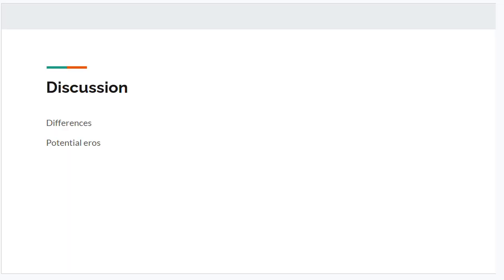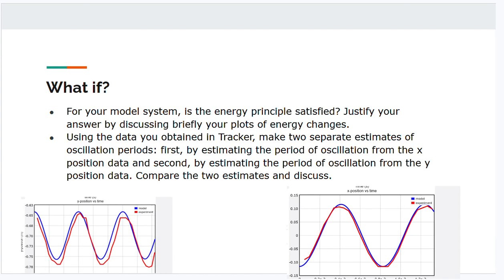So, time to discuss. There were some differences between the predicted model and the real model, and a lot of that could have been human error. The tracker data wasn't perfect. We could only track one frame for every frame, and it moved differently in between those frames. Also, there is wind resistance and air resistance that we didn't account for. So that's another thing we have to keep in mind, and those were probably some potential sources of error.